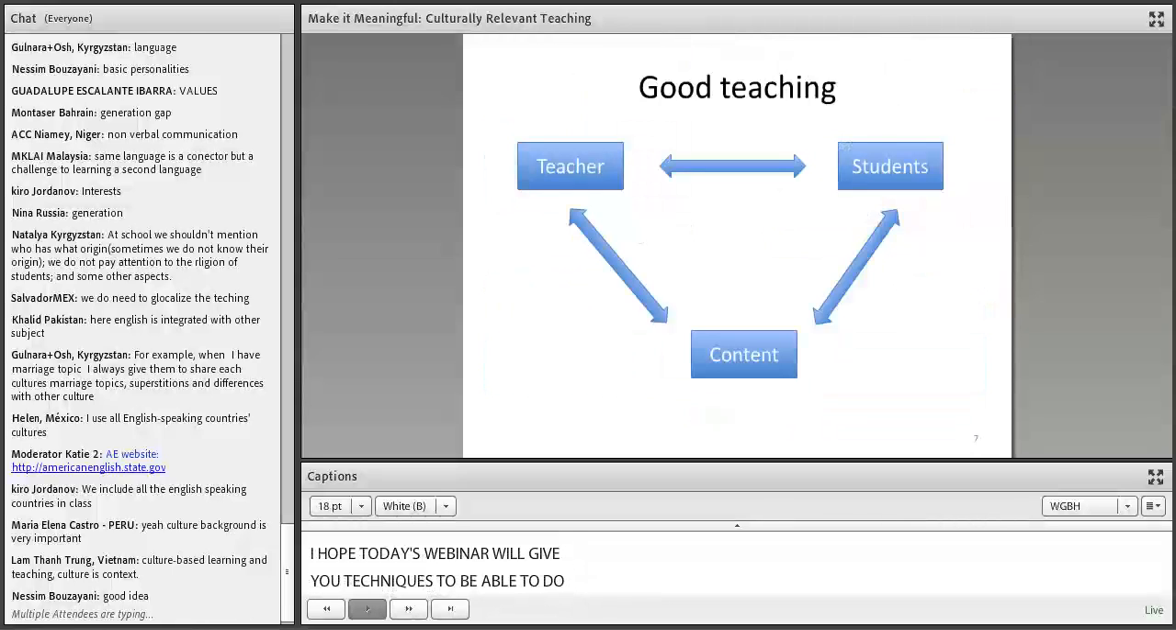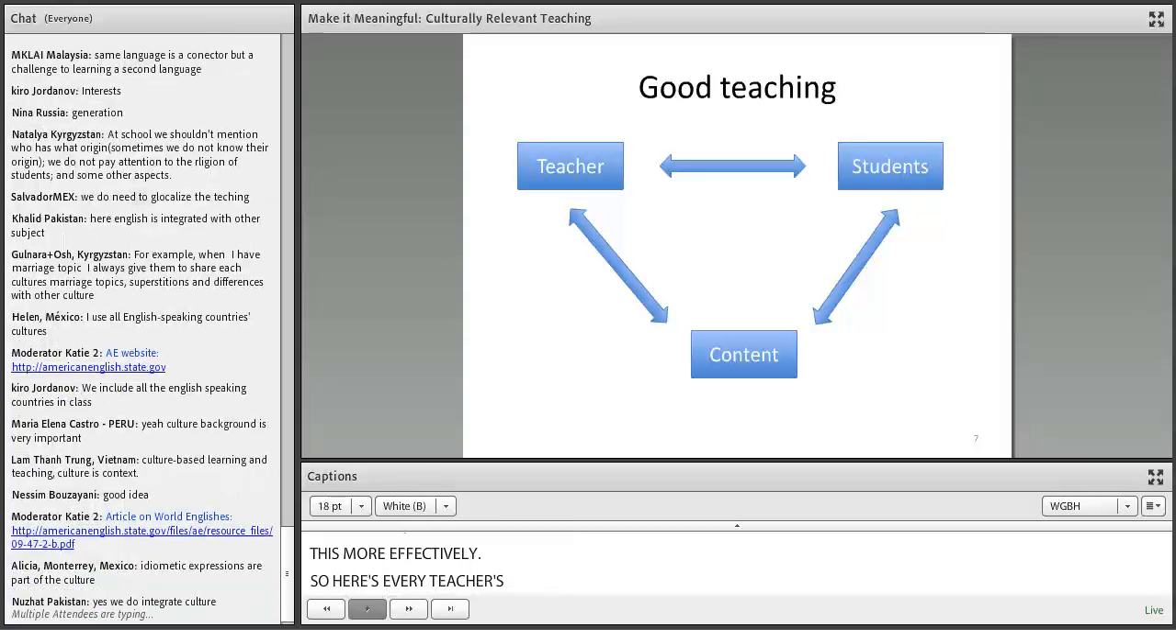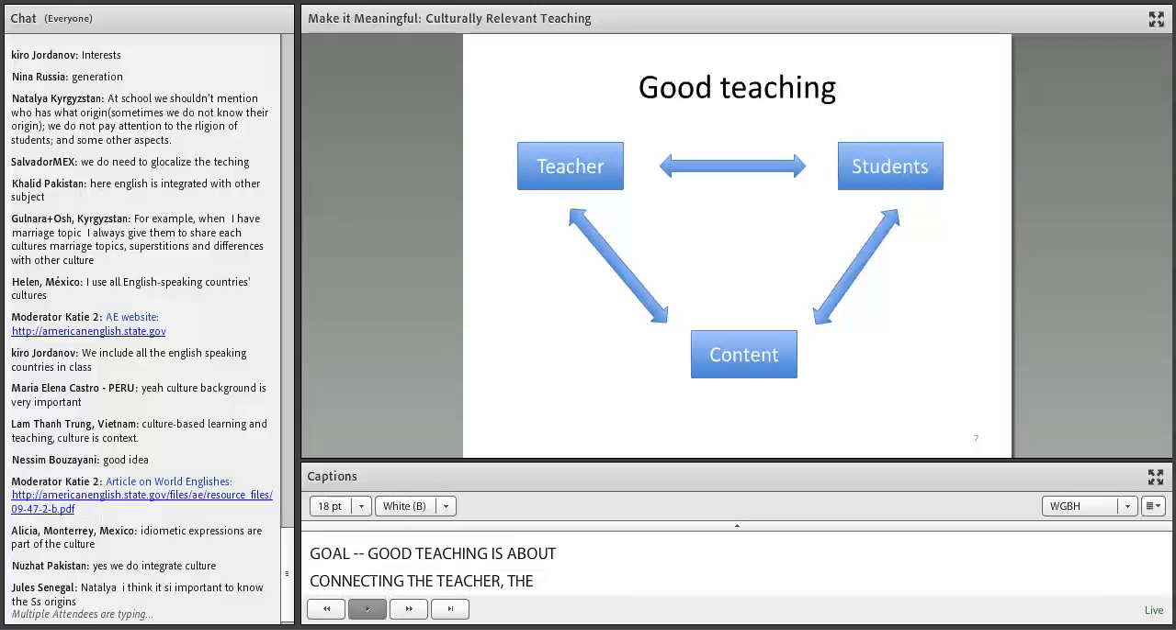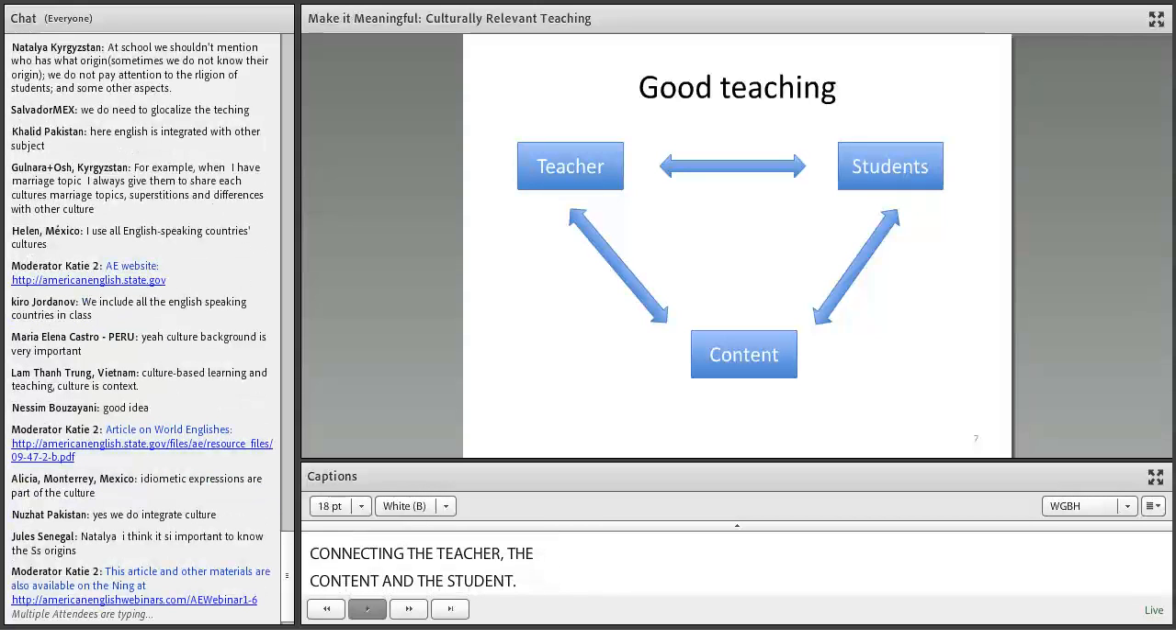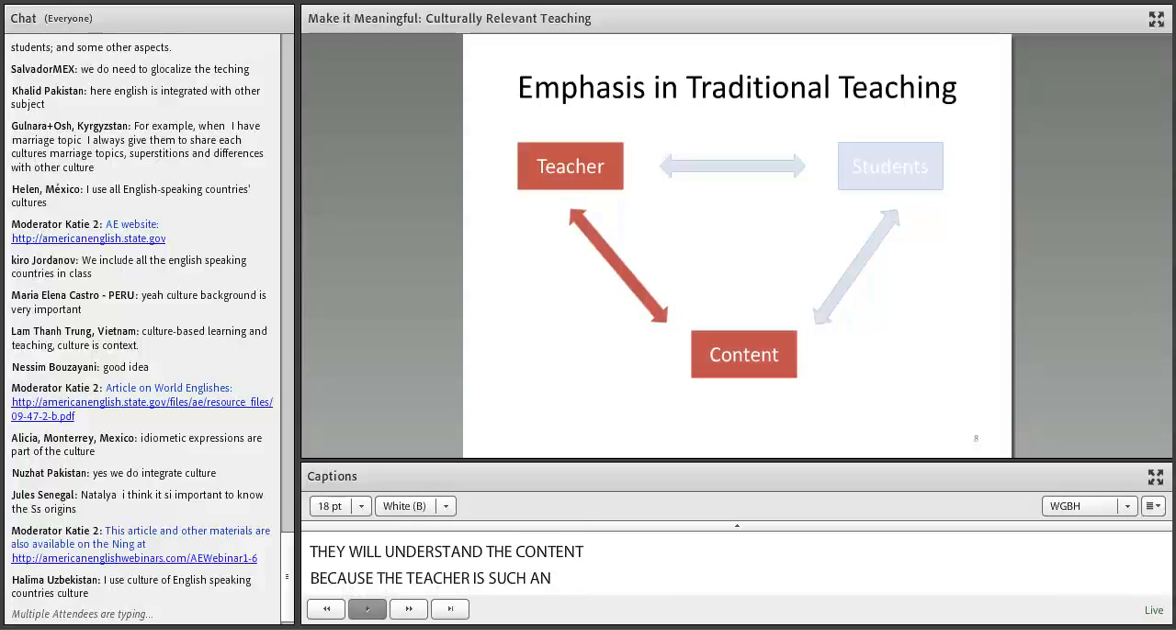So here's every teacher's goal. Good teaching is about connecting the teacher, the content, and the student. If all three points of this triangle match up, then everything is in harmony. Students will happily do what the teacher has planned. They will understand the content because the teacher is such an expert, and everyone will learn and will grow from the lesson.